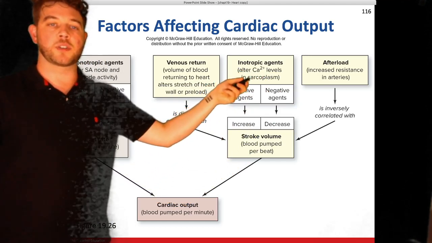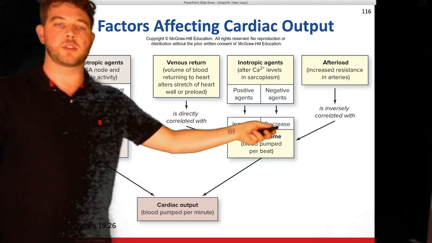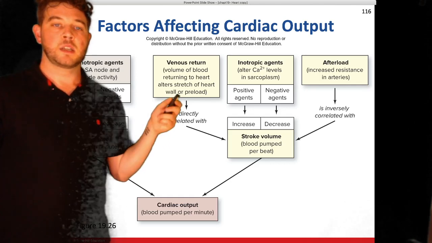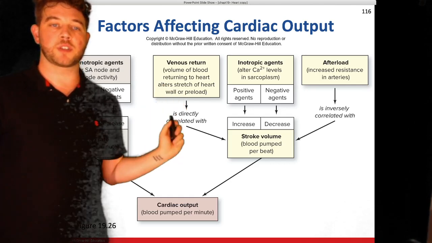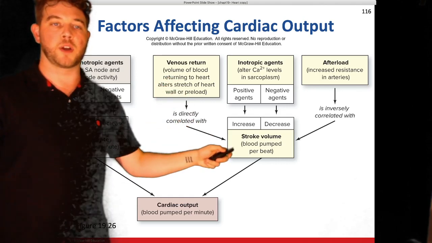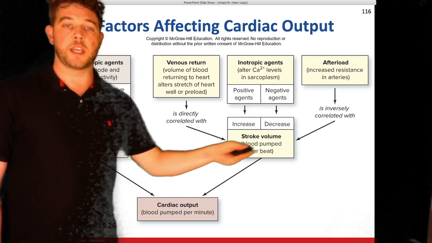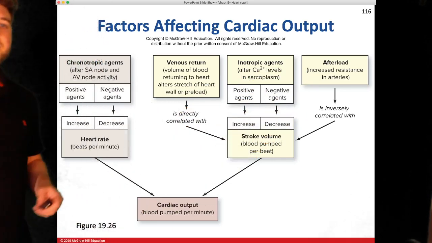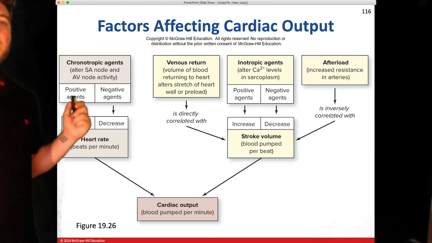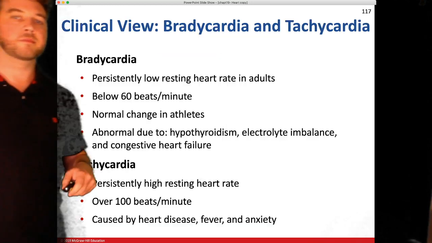Inotropic agents, they're altering the calcium levels. Positive agents increase stroke volume. Negative agents decrease stroke volume because they decrease the amount of calcium. Venous return, more venous return, so directly correlated. That means the more venous return you have, the higher your stroke volume. The higher the afterload, the lower the stroke volume, inversely correlated. Same thing here, chronotropic agents, SA and AV node activity, positive agents increase it, negative agents decrease it.